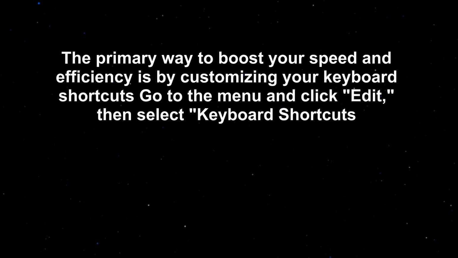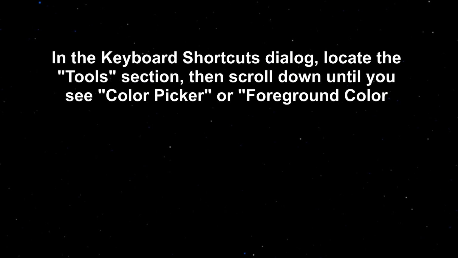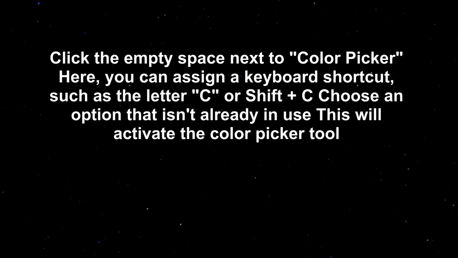Go to the menu and click Edit, then select Keyboard Shortcuts. In the Keyboard Shortcuts dialog, locate the Tools section, then scroll down until you see Color Picker or Foreground Color. Click the empty space next to Color Picker. Here, you can assign a keyboard shortcut, such as the letter C or Shift+C. Choose an option that isn't already in use. This will activate the Color Picker tool.